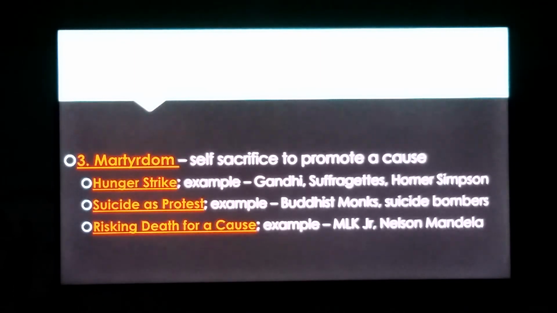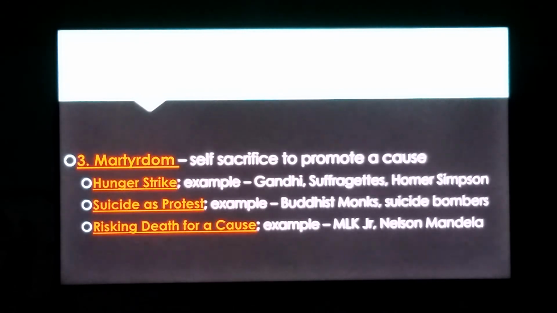Suffragettes went on hunger strikes in prisons to protest against their treatment. Eventually we talked about how they were force-fed and denied access to lawyers and all sorts of things, but once the public found out about that, a lot more support went to their cause. And in cartoons, Homer Simpson goes on a hunger strike for the truth in The Simpsons. We'll show you a picture of that.